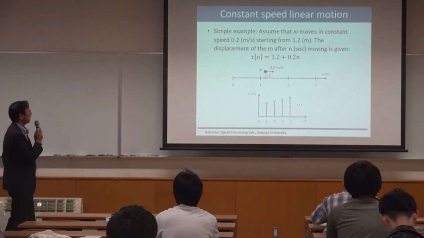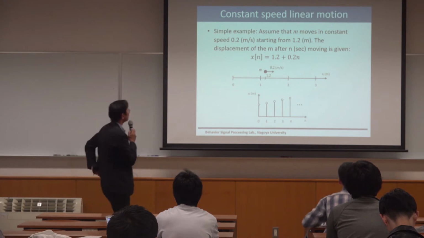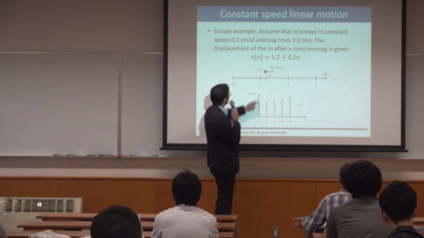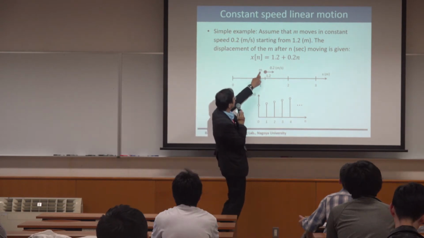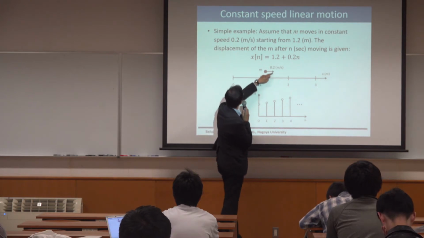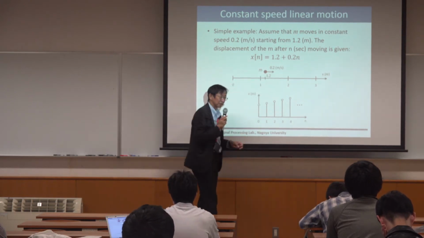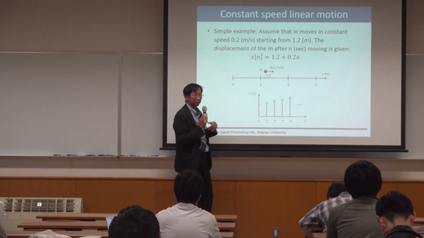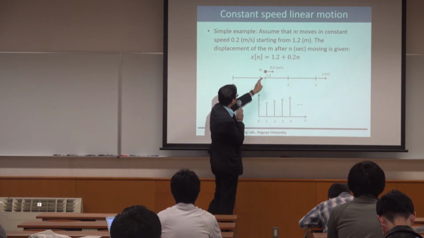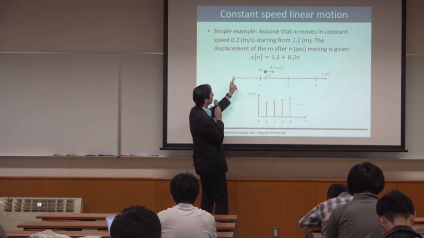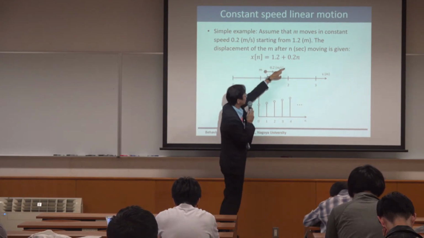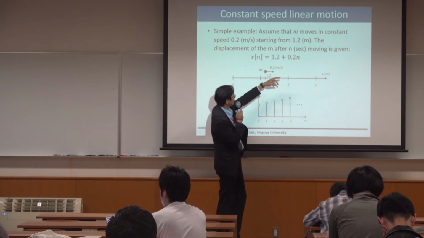One example is a moving point. Assume that m, which is a point mass, moves at constant speed, which is 0.2 meter per second. This is physically a physical model, starting from 1.2 meters away from the original point. The displacement of m after n seconds of moving is given like this.